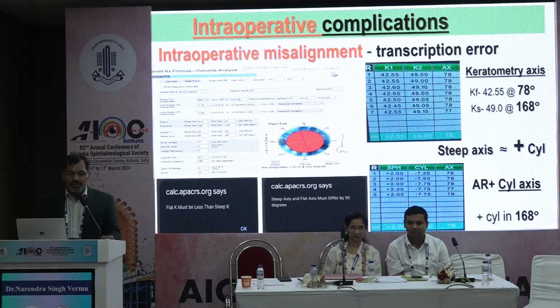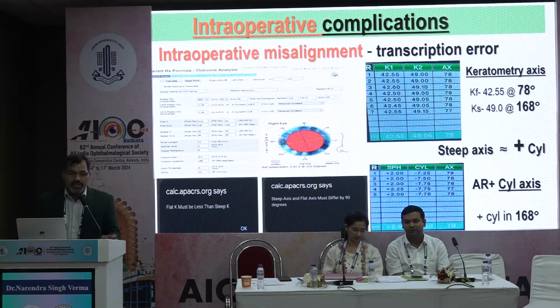Intraoperative misalignment is also possible. With these calculators, when you enter the axis wrongly, if the difference between the steep and flat axis is not more than or equal to 90 degrees, then the calculator will tell you that there is some error. But the main mistake is with the keratometer: instead of the flat axis, the optometrist will enter the steep axis, and instead of the steep axis, the flat axis. So a total 90 degree difference is there.